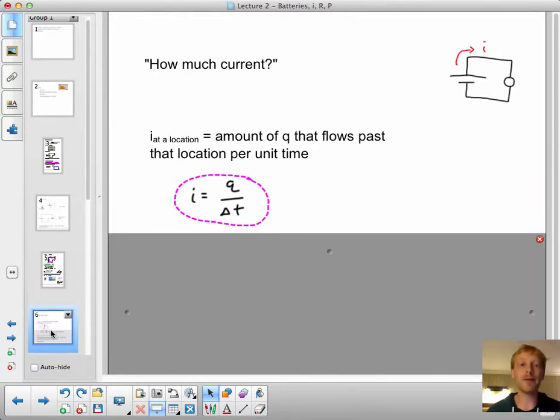Now I'd like to talk to you a little bit about current. Let's get quantitative. The current at a location is the amount of charge that flows past that location per unit time. Current, I, is equal to charge, Q, divided by delta T.